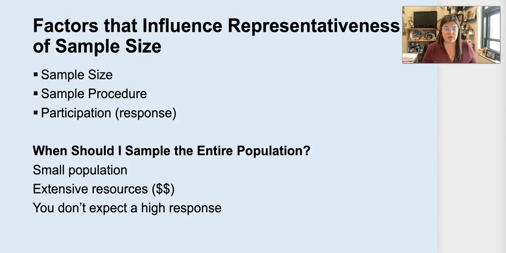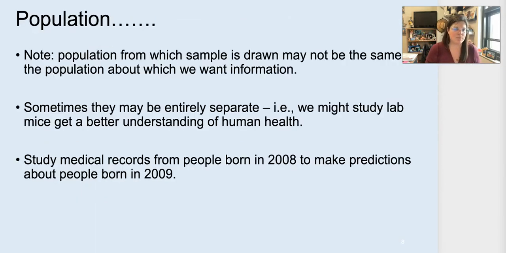So the next question is, when should I sample the entire population? When it's small, when you're able to do that. If you have a lot of resources and are able to do that, and you don't expect a high response. So that's sending out a survey to the whole campus population would be when you would do that.